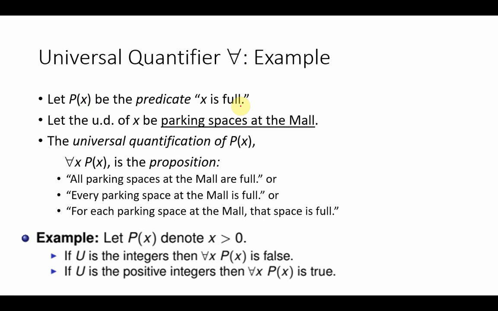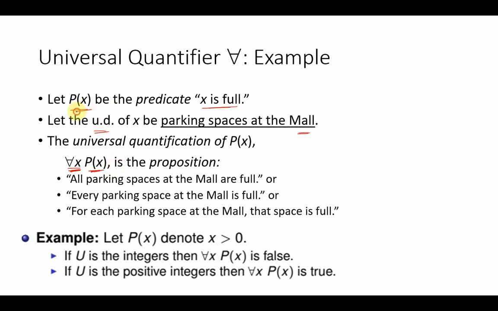Let us see some further examples of quantifiers. Let P(x) define the predicate "x is full" and the universe of discourse be the parking space at the mall. Now the universal specification can be, if I say for all x P(x), what it actually means is for all the values of x from the universe of discourse, P(x) is true. What does P(x) say?